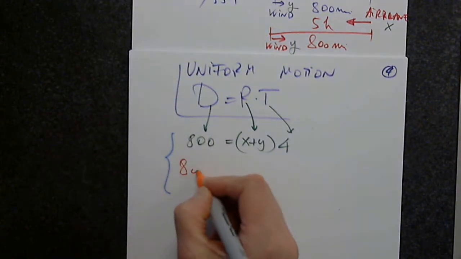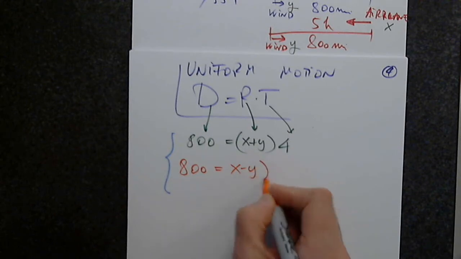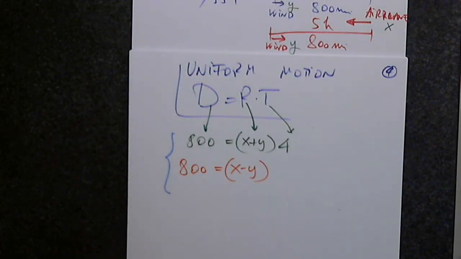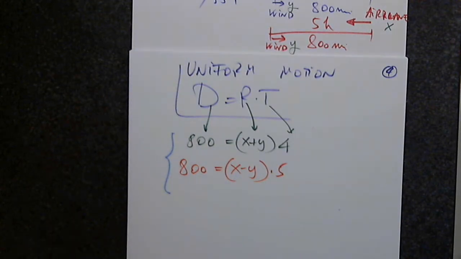800 equals x minus y. Of course, in parentheses, don't forget. Times 5. That's it. Obviously, I will clean it up. How do I clean it up? That's not how I clean it up. It's not a mistake. How do I clean these 2 equations up?